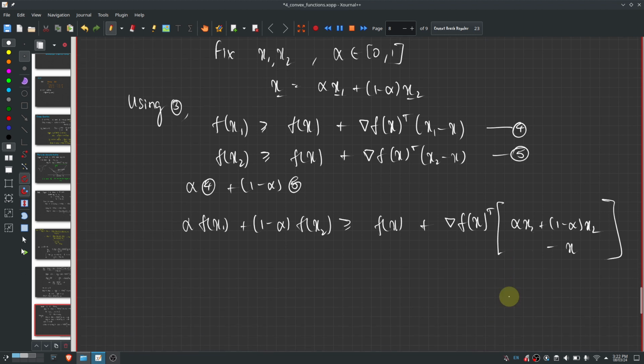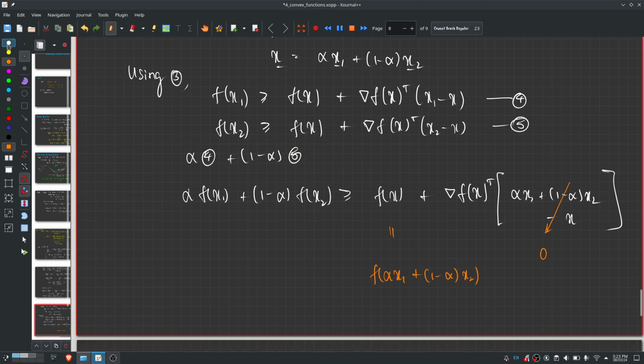But what is x equal to? Alpha x1 plus 1 minus alpha x2. If I substitute that here, this quantity is just equal to 0. So all that remains is f of x, which is equal to f of alpha x1 plus 1 minus alpha x2. Right. So f is convex.